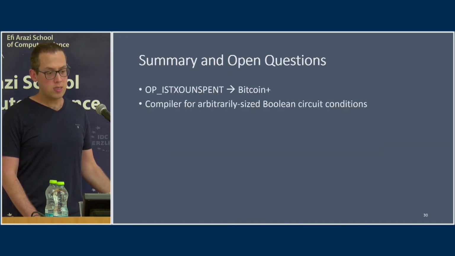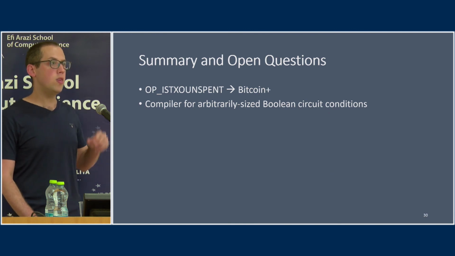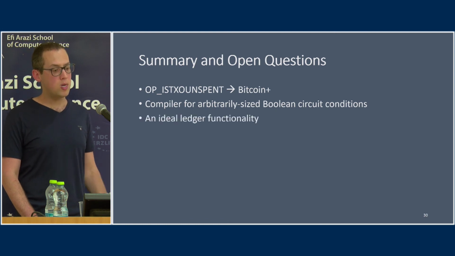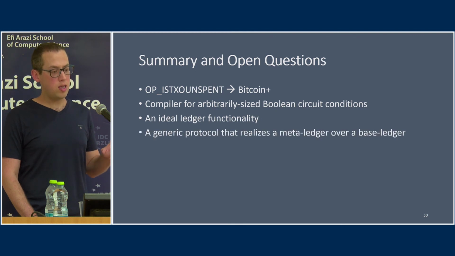So in summary, we extended Bitcoin to create Bitcoin Plus by introducing an opcode that allows us to query the state of an output, whether it is or isn't in the UTXO database. And we showed a compiler that compiles an arbitrary Boolean circuit into multiple fragments, and we showed an ideal ledger functionality and a generic protocol that realizes it.